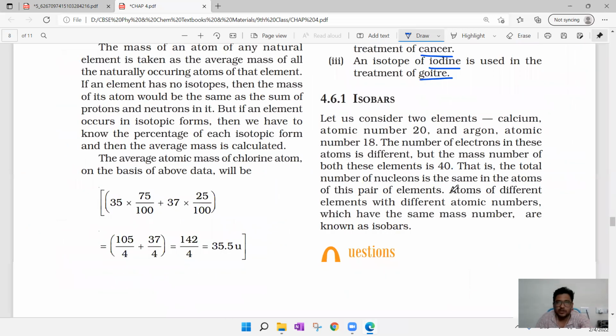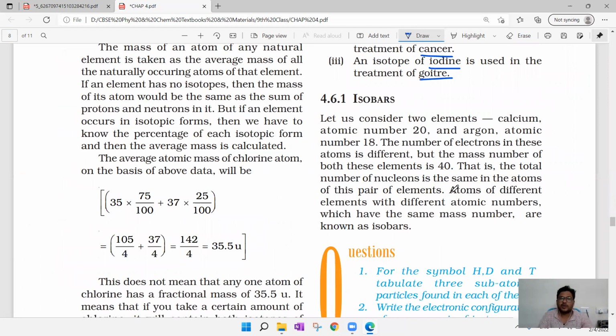Next, while coming to isobars, that is the last topic. Isobars means atoms of different elements. You see, atoms of different elements. Let us consider 2 atoms: calcium, Ca, atomic number 20, and argon, Ar, atomic number 18. You see, atoms of different elements.